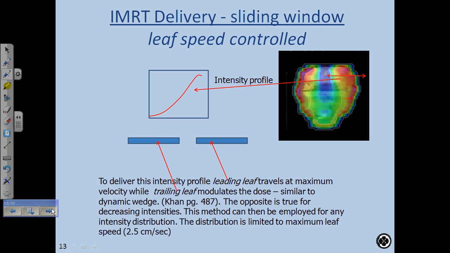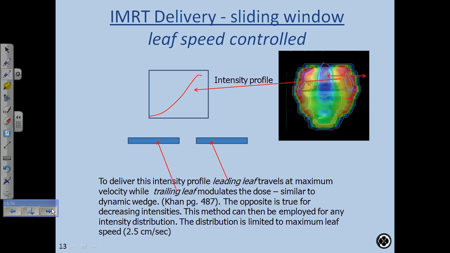Sliding window is based on, remember, the leaves move while the beam is on, and they move continuously. Okay, they tend not to stop. And here's the theory behind it. On the right here, we have an AP beam from a prostate. It looks like we want to treat the sides of the prostate, and we're trying to keep this cool because the rectum's in the middle. So there are some hot areas we want to treat a lot here and here.